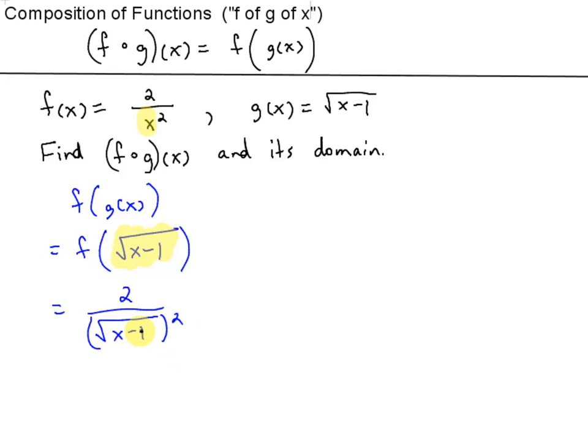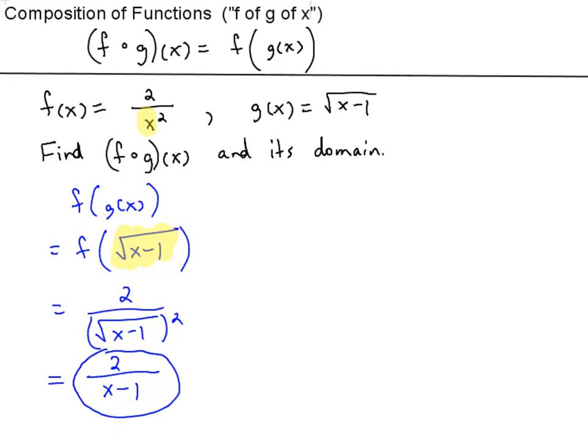I always recommend literally showing this step. I'll explain why in a minute. And when you square a square root, the square root goes away. So you end up with 2 over x minus 1 as your final function.